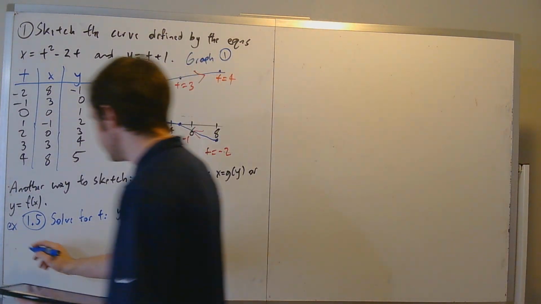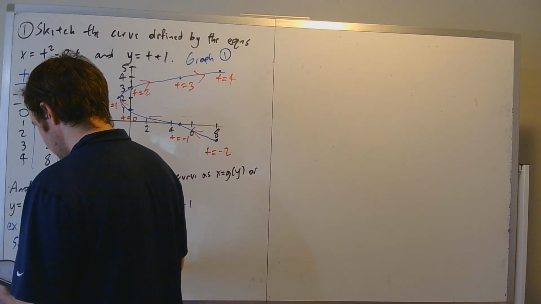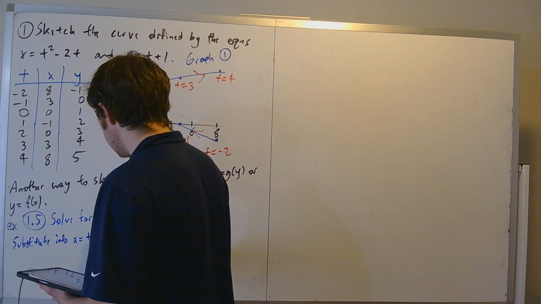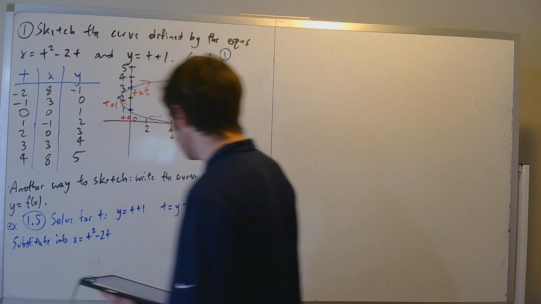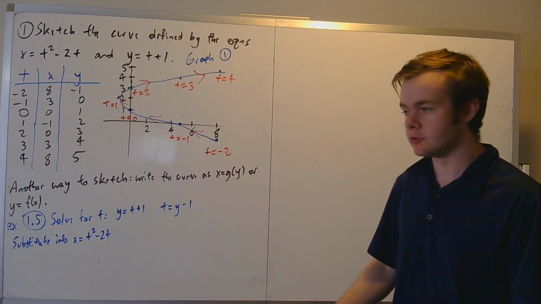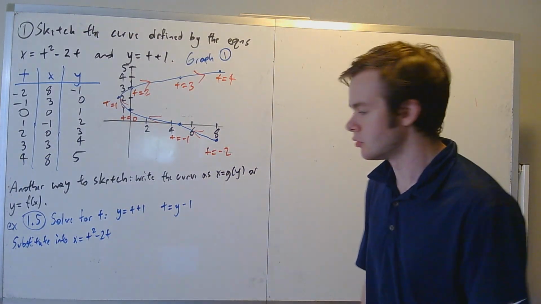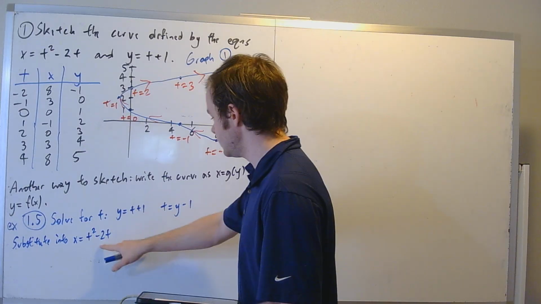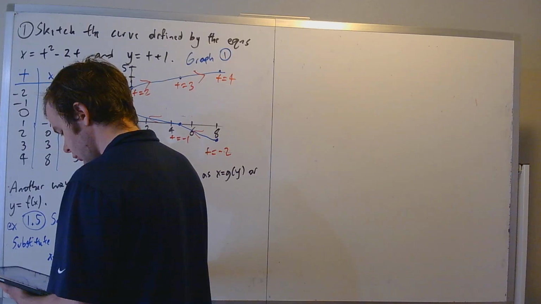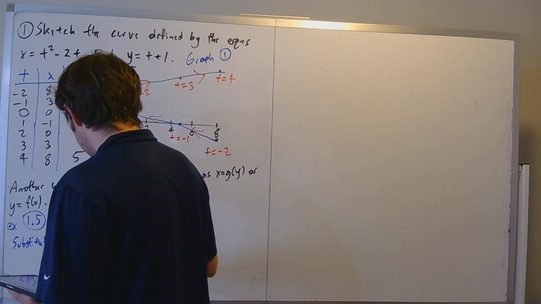And then now our goal is to substitute into x equals t squared minus 2t. And then we substitute this value of t in, because then we're going to get a function for x that only depends on y. Right, so that's our goal. Solve one of the equations for t, and then plug that into the other equation. So if we do that, every time we see t here, we replace that with y minus 1. So if we do that, we're going to get x equals y minus 1 squared minus 2 times y minus 1.